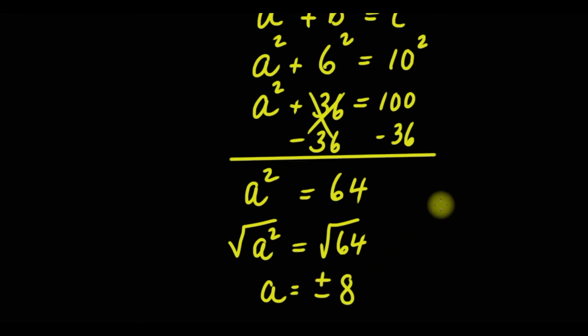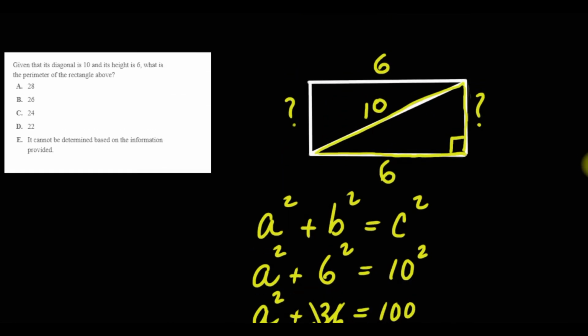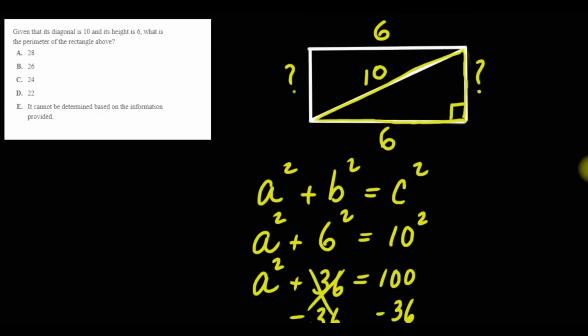Okay, but we only need the positive 8 because it has to do with how long it is, the length. And that cannot be a negative number. So 8 it is. So we go back up here. We say that this is 8. Okay, I know it doesn't make sense right now because the 6 is supposed to be shorter than the 8, right, in terms of how long it is. So this would be 8.